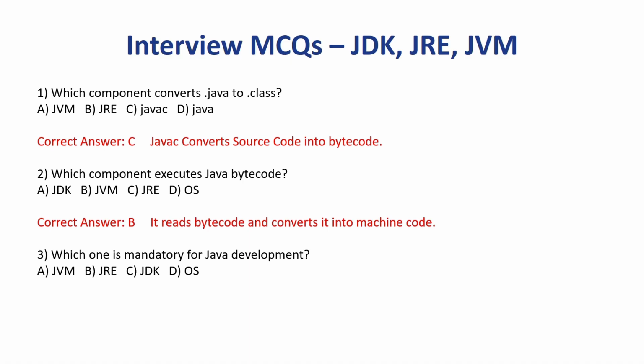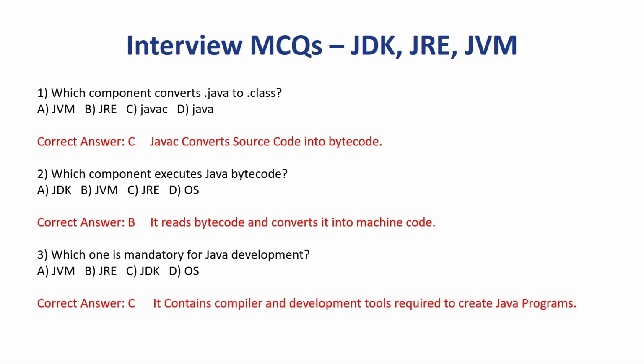Which one is mandatory for Java development? JVM, JRE, JDK, OS. Take 5 seconds and answer this question. So the correct answer is C. JDK contains the compiler and development tools required to create Java programs.